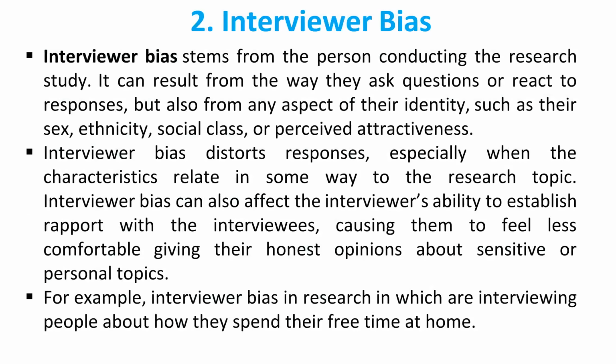Number 2 type of bias is interviewer bias. Interviewer bias stems from the person conducting the research study. It can result from the way they ask questions or react to responses, but also from any aspect of their identity, such as their sex, ethnicity, social class, or perceived attractiveness. Interviewer bias distorts responses, especially when the characteristics relate in some way to the research topic.